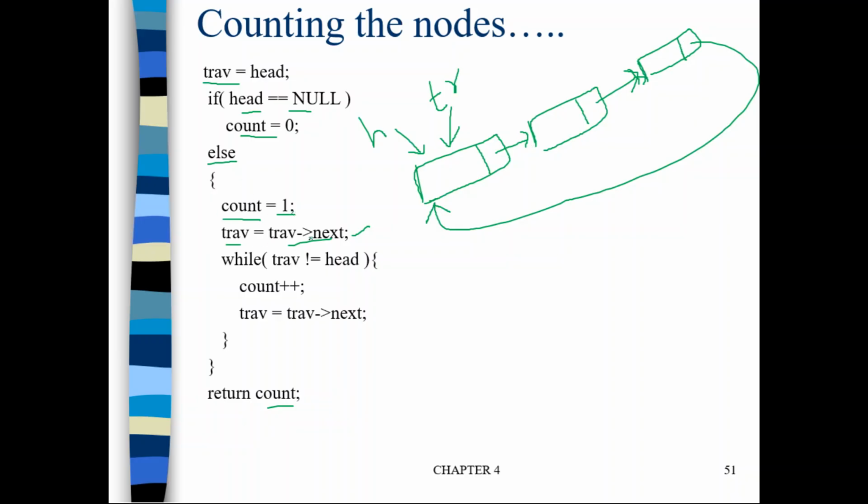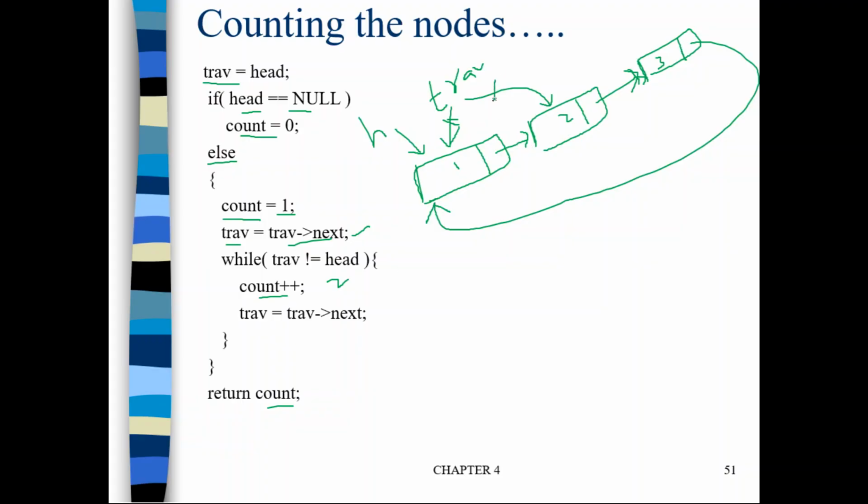Now we say traverse equal to traverse arrow next. Now traverse is pointing to this node, the second node. Say this is 1, 2 and 3. So again we check while traverse not equal to head. Yes, traverse is not equal to head, traverse is equal to 2. So count plus plus. So count becomes 2. Again traverse equal to traverse arrow next.